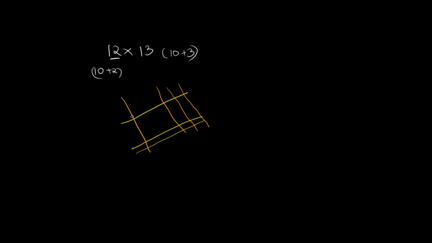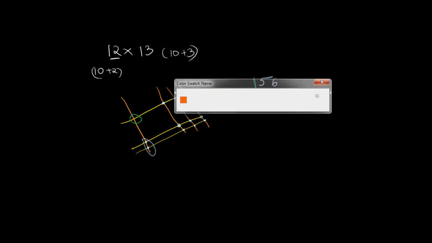Let me do it with green. This is 1, so I'll write 1 right here. Then I'll add the vertices where they intersect, which is 1 and 2. So it's 1, 2, then 1, 2, 3, which is 5, and I'll write 5. Then I'll count 1, 2, 3, 4, 5, 6, and I'll write 6. You could confirm 12 times 13 should be 156. Let me confirm it. 130 plus 26, that's 156. That's perfect.